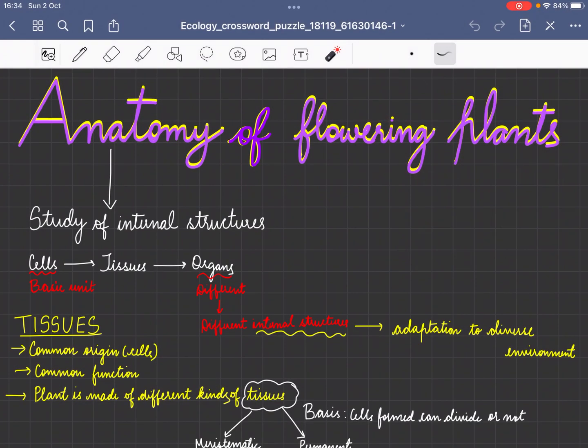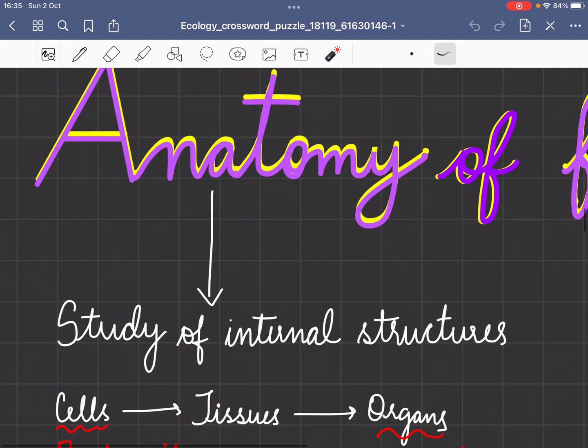Okay, so today we're going to be studying the anatomy of flowering plants. So what do you exactly mean by anatomy? Anatomy is the study of internal structures. It can be anything. Even if you're studying the internal structures of plants or animals or anything, it is still called anatomy. For plants, there is no different name for studying internal structures; it is also anatomy, and even for animals it is anatomy. There is no different name.